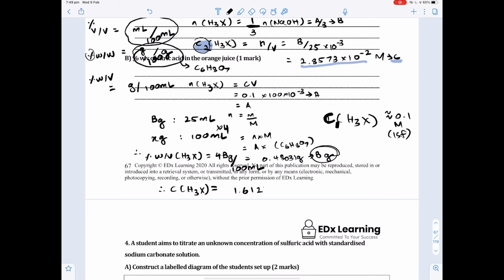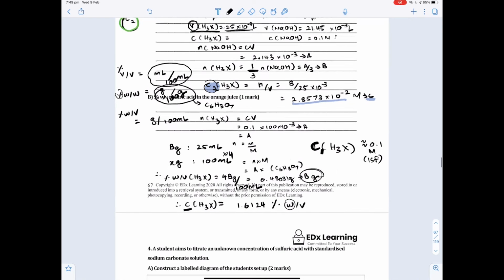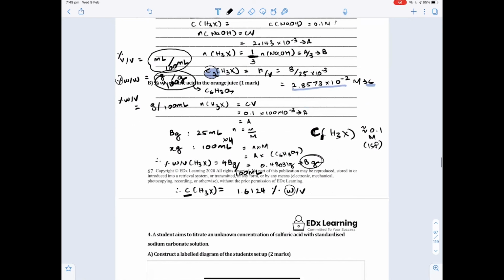1.6124. Okay, so the way you denote percentage weight per volume is you just write percent W/V. That's it. And it's a concentration, because remember, it's a solute over solvent. So that's why it's still a concentration measurement. How many sig figs? Again, 1 sig fig from the previous question. So 2% W/V, 1 SF.